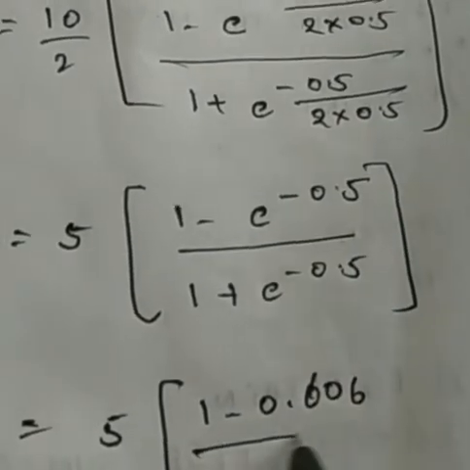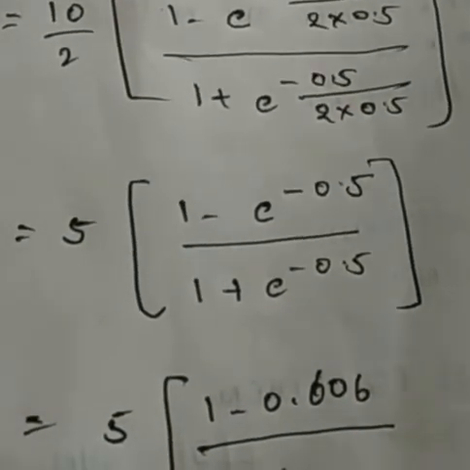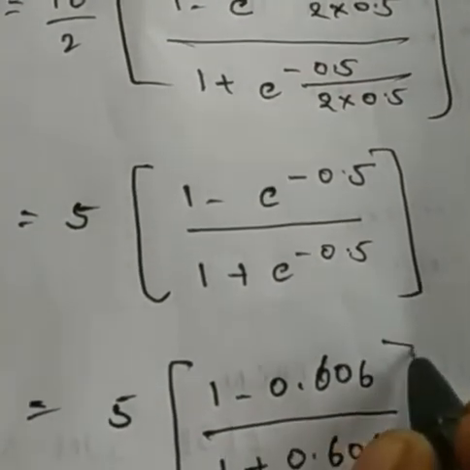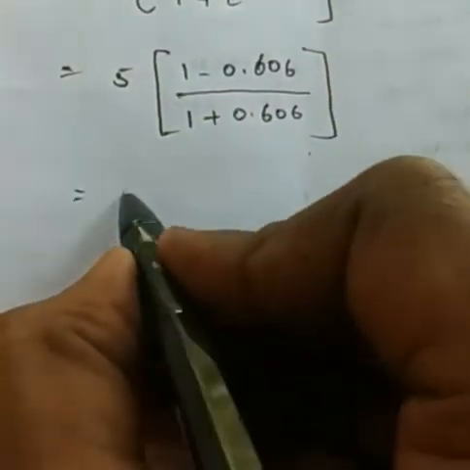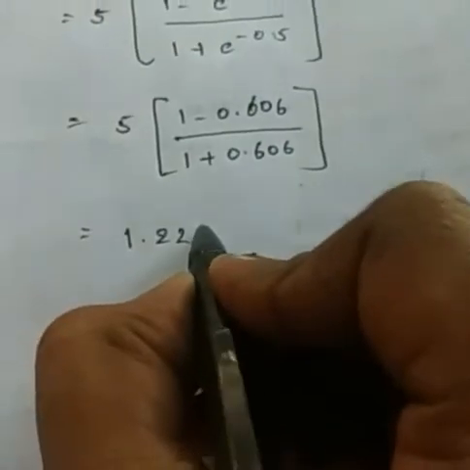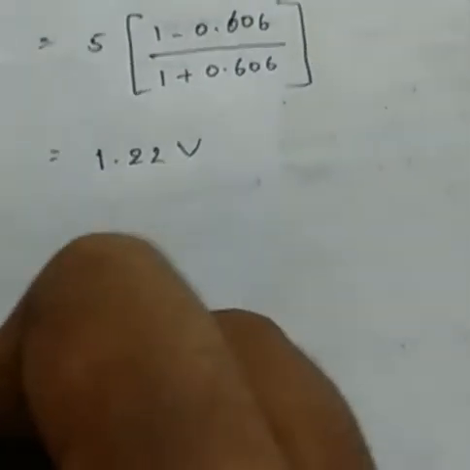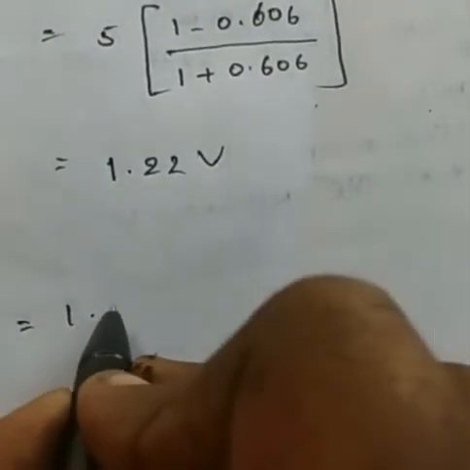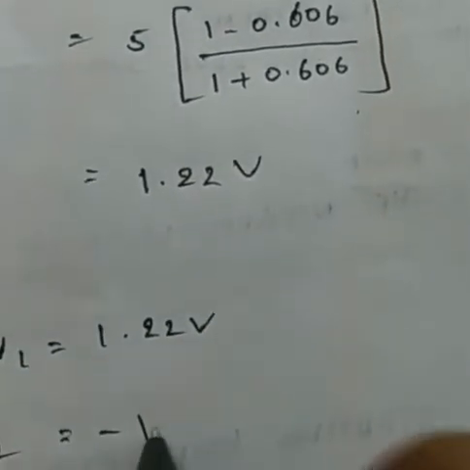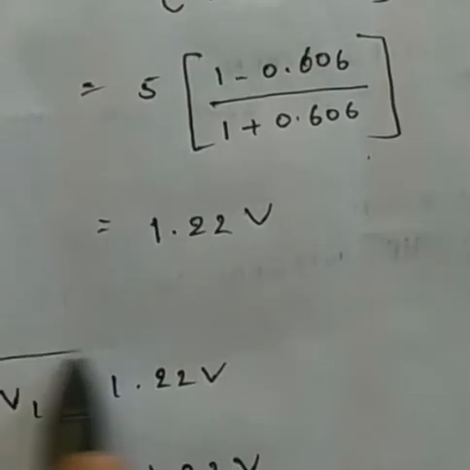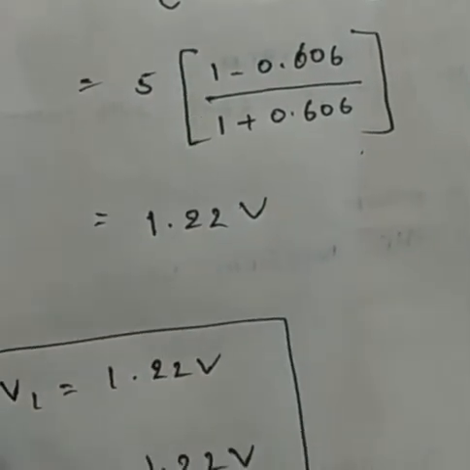Now the value of e power minus 0.5 is 0.606, so 5 into 1 minus 0.606 divided by 1 plus 0.606. The final value is 1.22 volts. Therefore V1 equal to 1.22 volts and V2 equal to minus 1.22 volts. These are the voltages of the output.